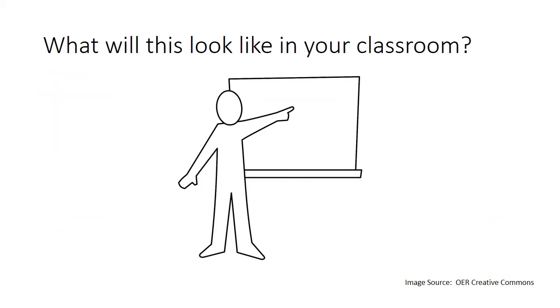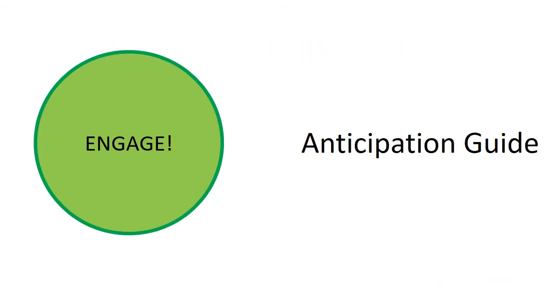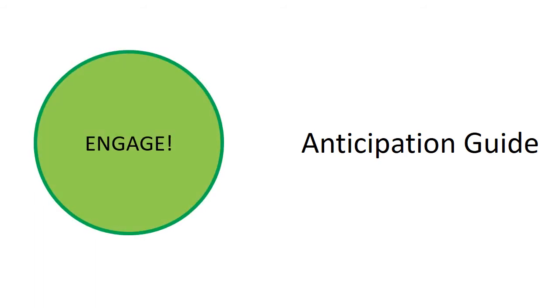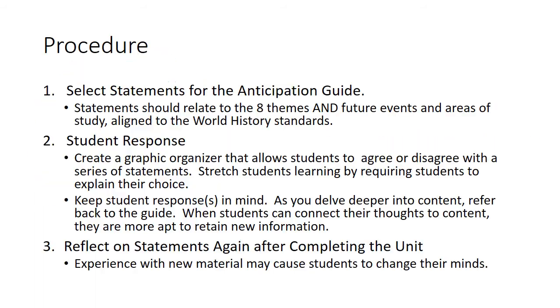So what will this look like in your classroom? The first thing that you'll want to do is engage your students. This can be done through an anticipation guide. To do this, you'll follow 3 easy steps. First, select statements for the anticipation guide. Statements should relate to the 8 themes and future events and areas of study aligned to the World History Standards.